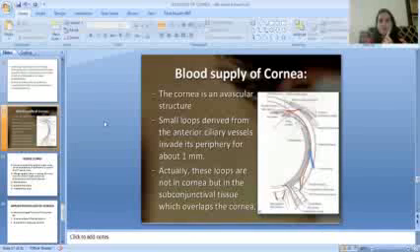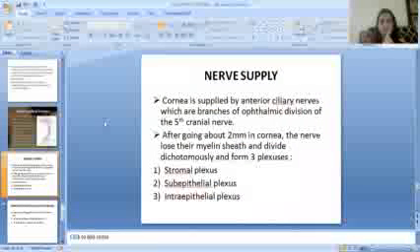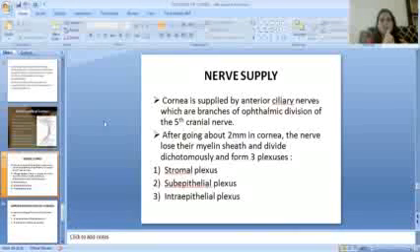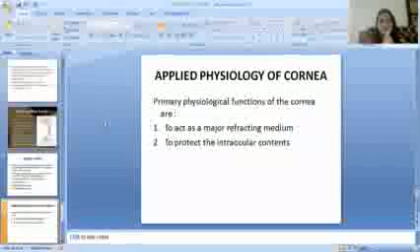The blood supply of cornea. The cornea is an avascular structure. Small loops derived from the anterior ciliary vessels invade its periphery for about 1 mm. Actually, these loops are not in cornea, but in the subconjunctival tissue which overlaps the cornea. Then the nerve supply of the cornea. Cornea is supplied by the anterior ciliary nerves, which are branches of the ophthalmic division of fifth cranial nerve. After going about 2 mm in cornea, the nerve loses their myelin sheath and divide dichotomously and forms three plexus: stromal plexus, subepithelial plexus, and the intraepithelial plexus.